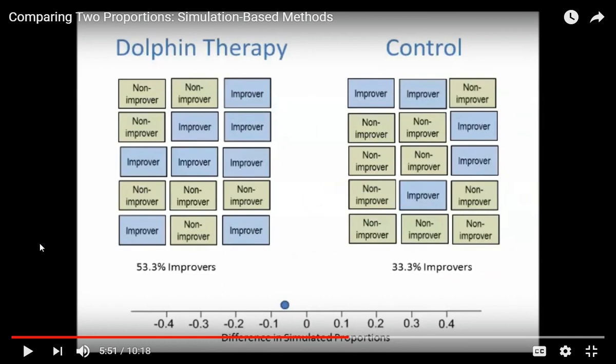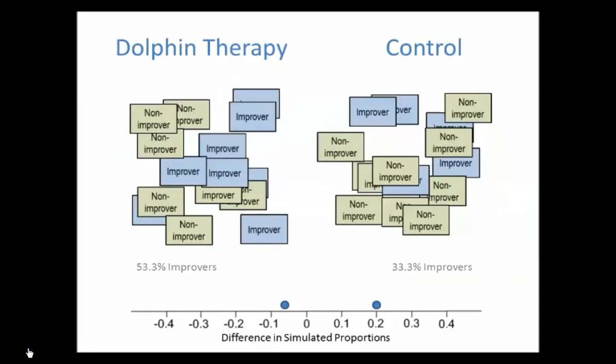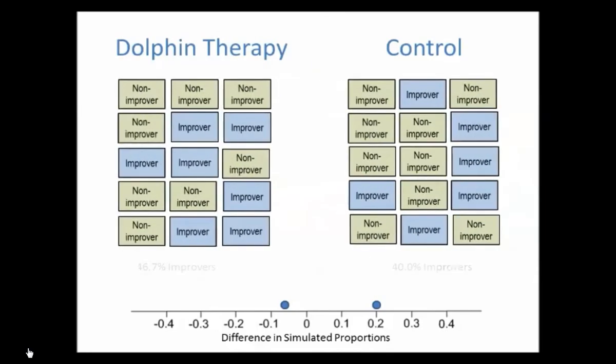All right, so I'm just going to let this play for about another minute. He's going to do a couple more trials with the dot plot. 5 improvers, or 33.3% in the control group. This gives us a difference in proportions of 0.2. Add this dot to our dot plot. We repeat this process again. This time we find that 7 improvers, or 46.7%, end up in the Dolphin therapy group, and 6 improvers, or 40%, end up in the control group. This gives us a difference in proportions of 0.06. Still not near our observed difference.